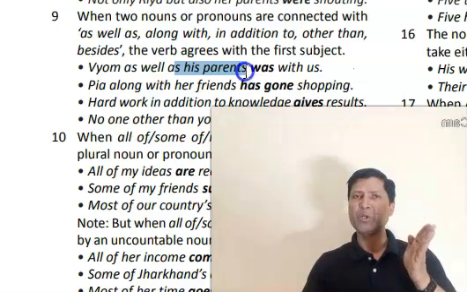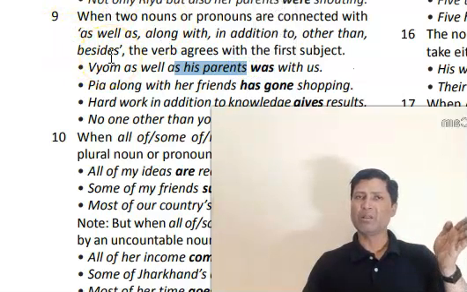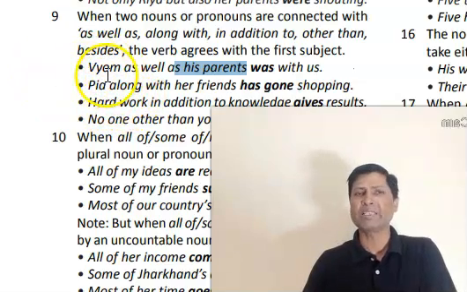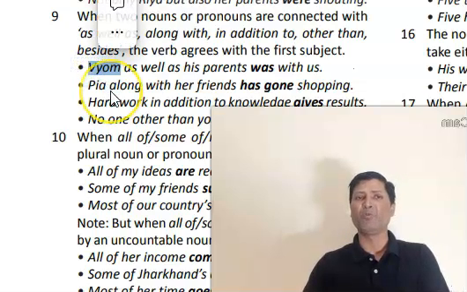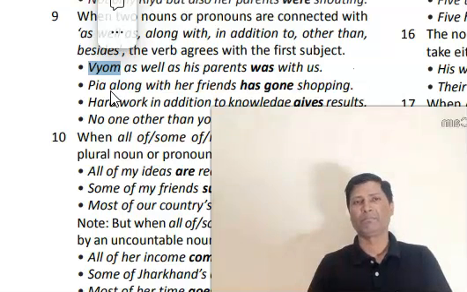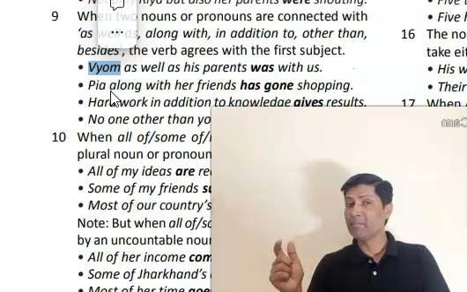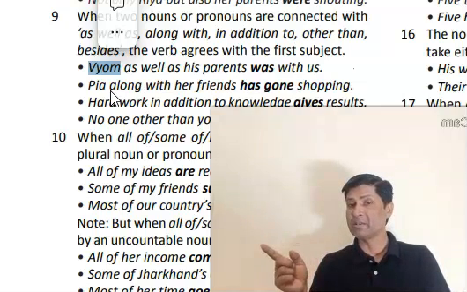The concept is, when two nouns are connected with these words, just see whether the noun coming before these words is singular or plural. For example, look at the same example: Vyom as well as his parents was with us. Suppose I remove the word Vyom from here, and I write Vyom's friends. Vyom's friends is a plural noun, so the verb will change according to Vyom's friends.